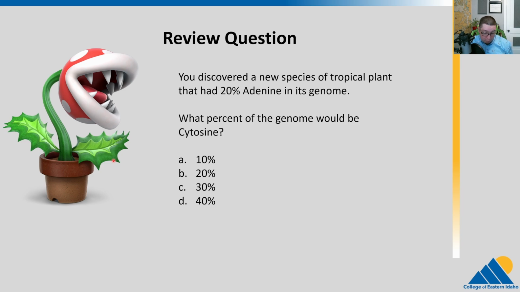Okay, so we have 20% adenine. That means we have also 20% thymine. That's 40%. The remaining 60% must be G and C. So if those are equal, divide 60 by 2, and we get C, 30%. Why does this matter? Well, it's reinforcing something, right? Reinforcing Chargaff's rule to you.